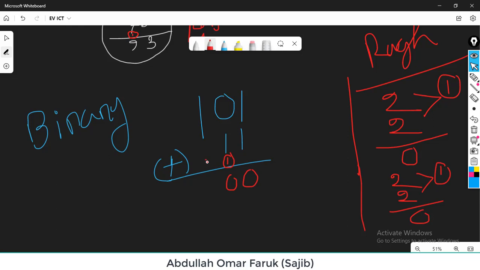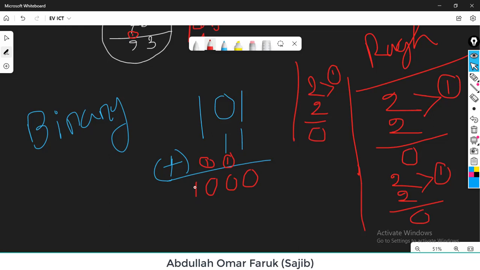This 1 will come to this position, and 1 will be added to this one, and it gives me what? 2. Once again 2, but I cannot write 2. So I subtract 2 from 2. I get a big 0. 0 is placed here, and as I subtracted for 1, this 1 is my carry, and 1 will be placed at this position. As there is nothing, 1 is placed here, without doing any kind of addition. So this is the result.